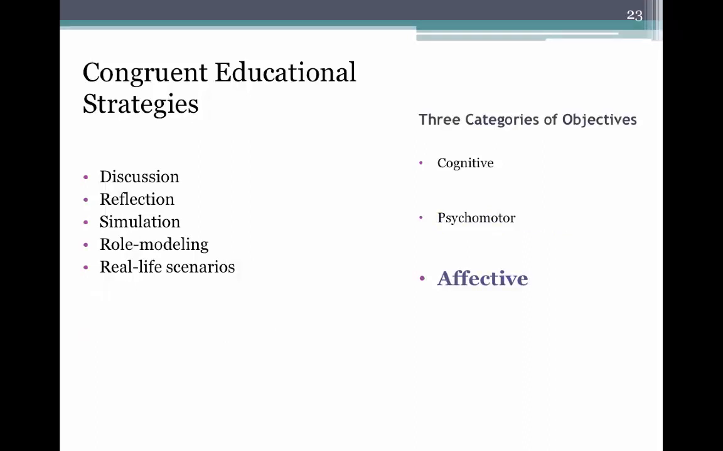Affective objectives are notoriously difficult to measure and change. Educational strategies revolve around exposure and facilitating reflection in the desired topic or topics. The facilitation techniques with individuals and with groups that promote openness, introspection, and reflection are most helpful with this category of objectives. Discussion, reflection, and simulation all lend themselves nicely to this. Also, role modeling or reflection on real-life scenarios can be very effective. As you can see, many methods can reach multiple types of objective categories.